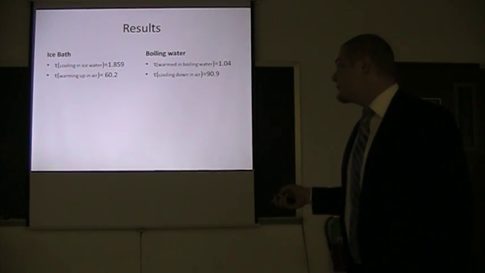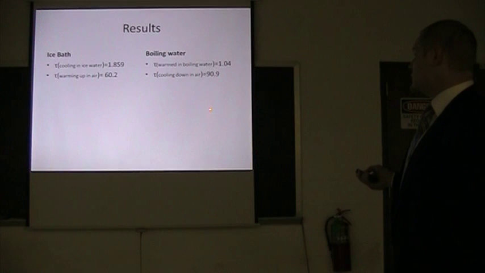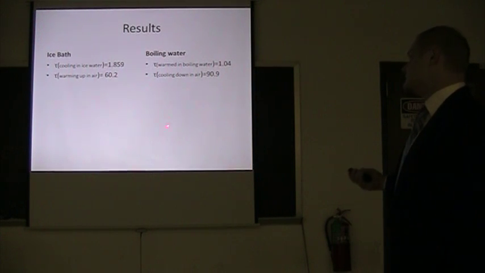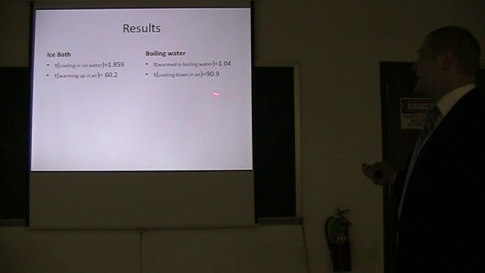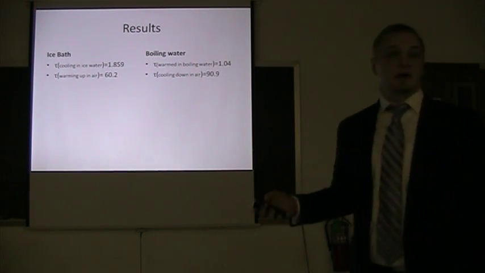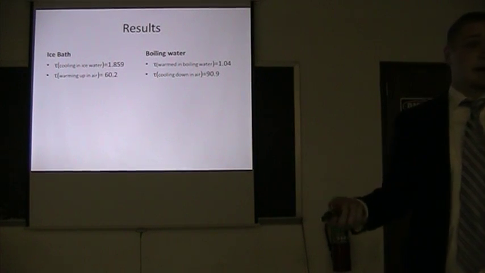The results show that for the ice bath and the boiling water, the tau for cooling down in the air right here is a lot higher. Warming up in the air over here is a lot higher. Again, that goes back to the H values being different for the air and for the water.